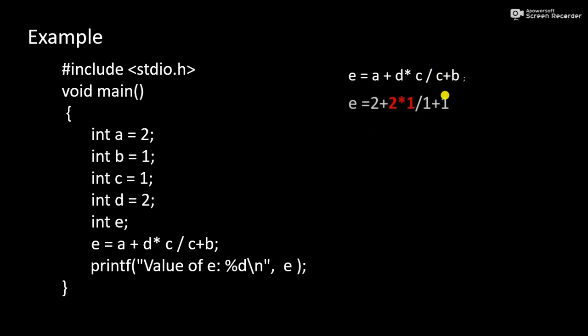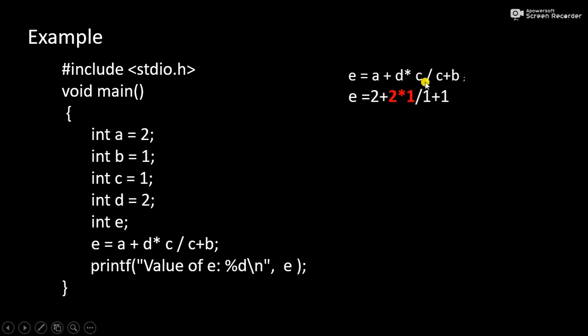Now we are going to put the value of each variable. The value of a equals 2, the value of d equals 2, the value of c equals 1, and the value of b is 1. So we have all the values of the variables here. Out of this plus, multiplication, division, and this plus, the multiplication and division have the highest precedence, so we need to evaluate the multiplication and division first.